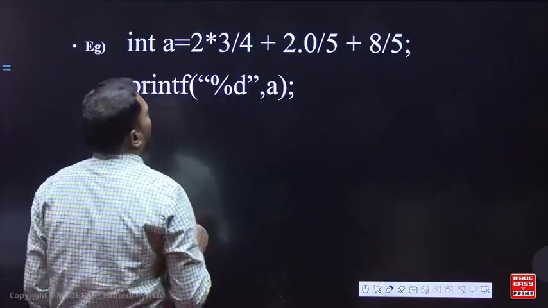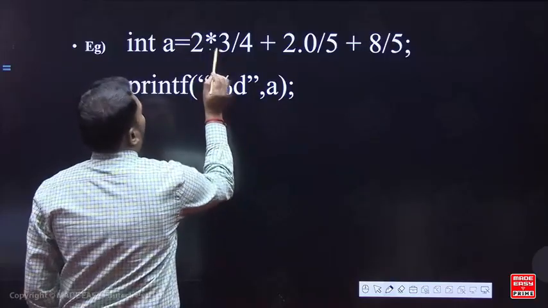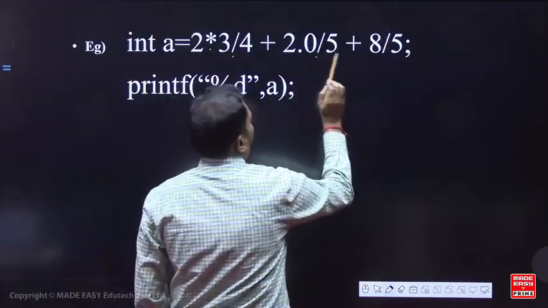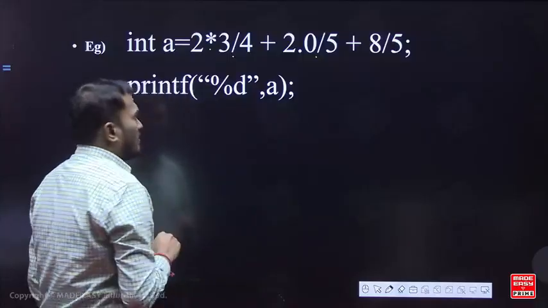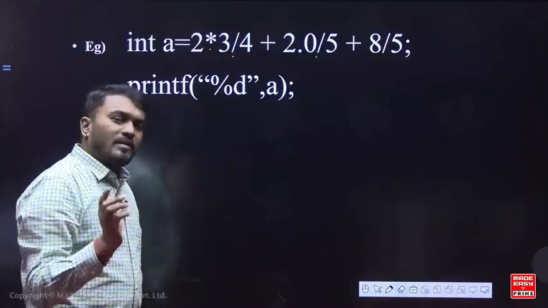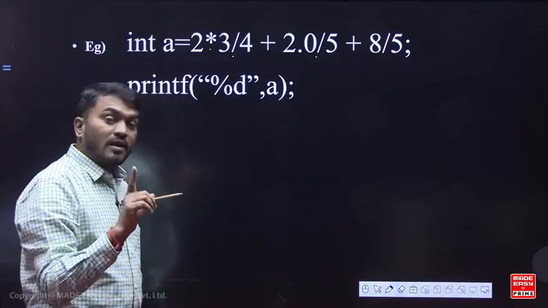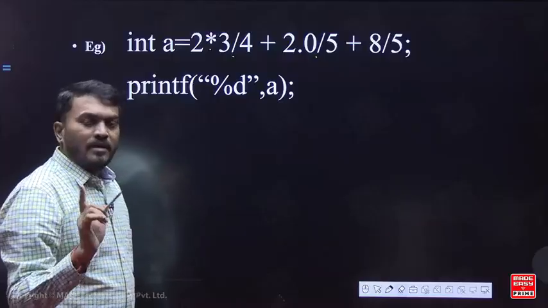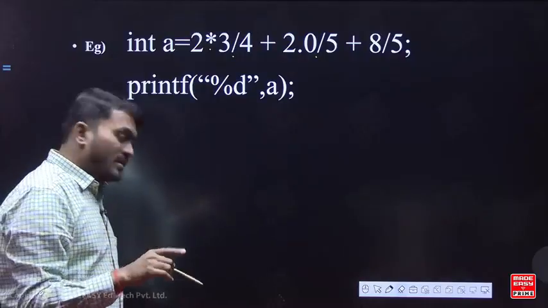Why are you confused? This is multiplication, this is division. This is again division, this is division. Now tell me which has higher precedence. Multiplication and division both have the same precedence.